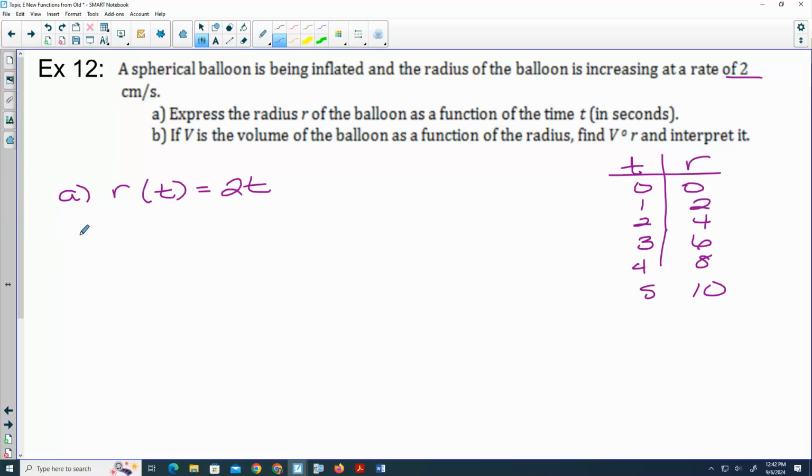Alright, B. If V is the volume of the balloon as a function of radius, find V composed with R and interpret it. Okay, so we are finding V composed with R, or V of R of t. How do we find volume of a sphere?